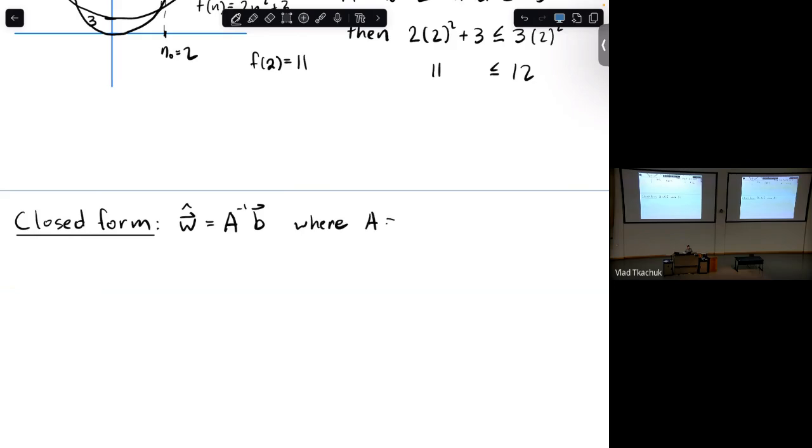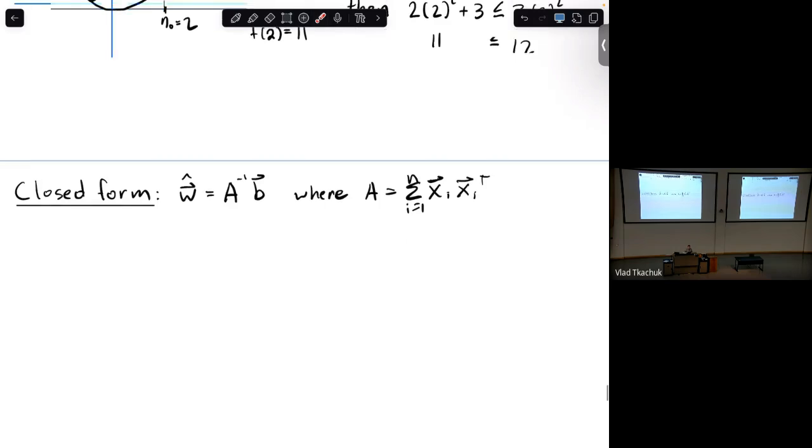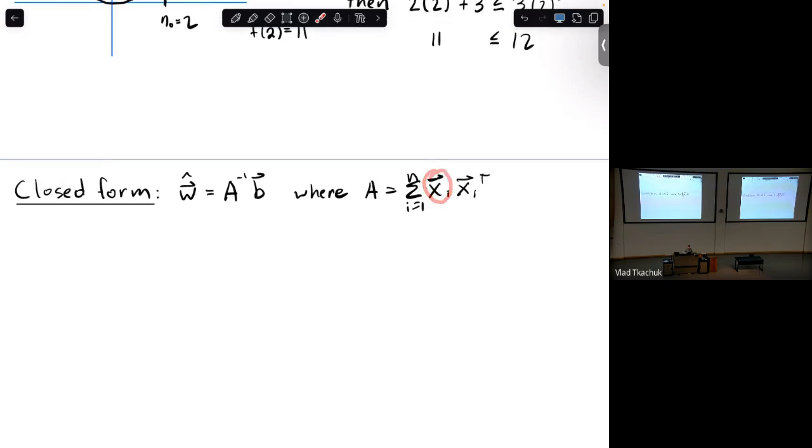the A matrix was equal to the sum from i equals 1 to n of x_i times x_i transpose, which we called an outer product. Or you could think of it as a matrix multiply, where this is a column vector and this is a row vector. Then you matrix multiply these two, which is like you take this, multiply through everything, take this, multiply through everything, and you get a matrix returned. That's that guy. And then there's the B vector, which is going to be written down here.